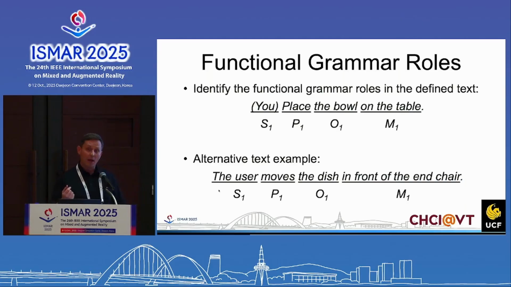So how does this get applied? We go back to those texts that we defined for the interaction that we want the users to take. Obviously, "you" is the subject, "place" is the predicator, "the bowl" is the object, and "on the table" is the modifier. Now, very important to note here, notice our alternative text maps out exactly the same way. We still have the same semantic grammar roles, right? So we have a user, which is the subject, "moves" is the predicator, we have "the dish" now, which is the object, and this time the modifier is slightly more detailed, but it's still the modifier, so it's "in front of the end chair," okay?